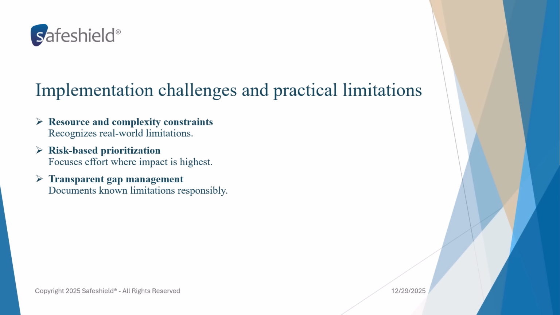Implementing the NIST AI risk management framework involves practical challenges that organizations must address deliberately and realistically. AI systems differ widely in purpose, complexity, and potential impact, and organizations vary significantly in their technical maturity, governance structures, and available resources. These factors influence how effectively AI risk management practices can be applied in practice. A major challenge relates to uncertainty.